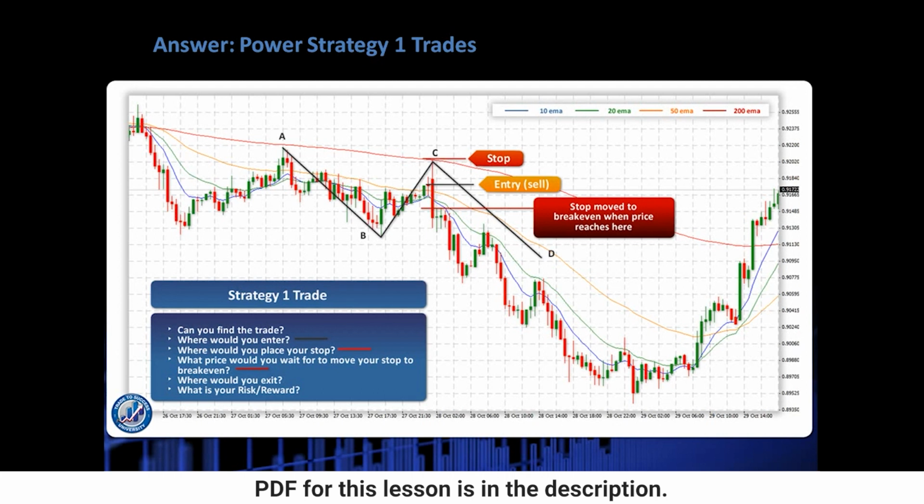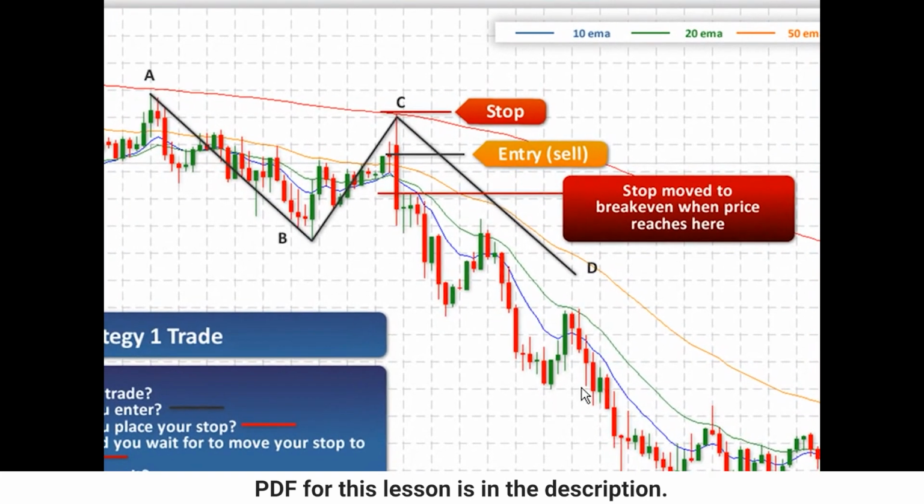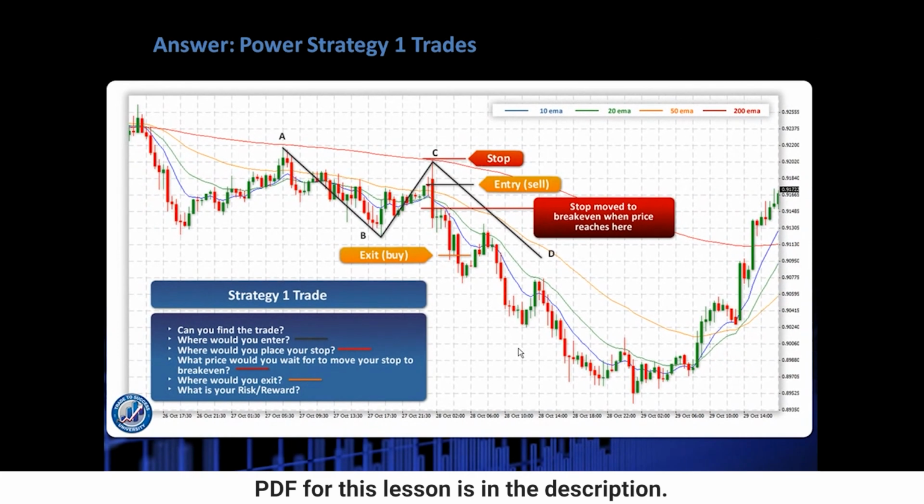This one's pretty simple. The exit will simply be at point D, which is 100% of the A to B move, because AB equals CD. The move from C to D is exactly the same as the move from A to B. So at the D point, you're going to exit. You're going to buy back your full position. Remember, we sold first, we went short, so we're going to buy back at point D. Now, what is your risk reward here? Work that out and restart the video once you've done that.